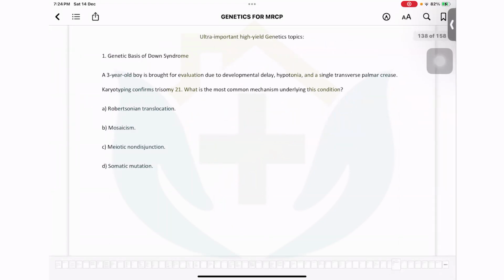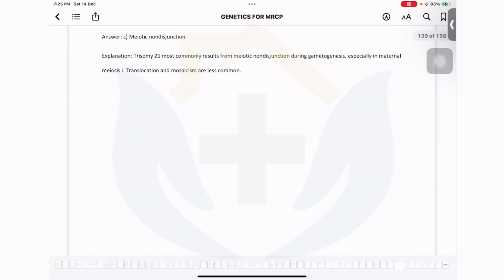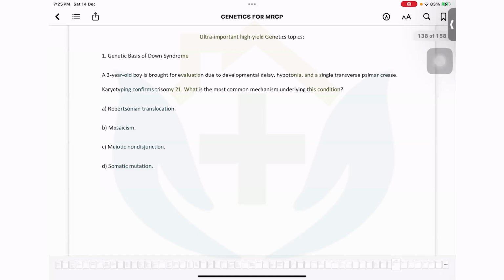Ultra high-yield genetic topics include the genetic basis of Down syndrome. A 3-year-old boy is brought for evaluation due to developmental delay, hypotonia, and single transverse palmar crease; trisomy 21 is confirmed on karyotyping. What is the most common mechanism underlying this condition? Robertsonian translocation? Okay, it is basically meiotic non-disjunction. Robertsonian translocation is where you don't find a trisomy.